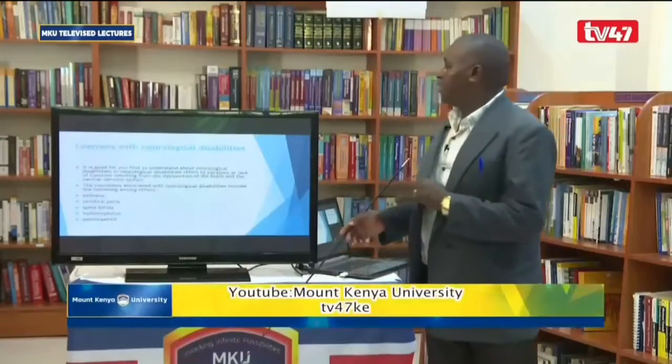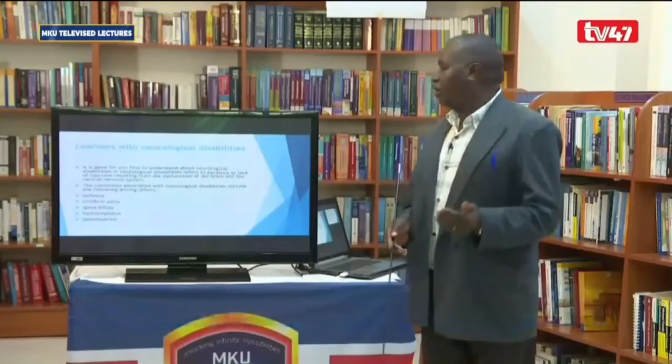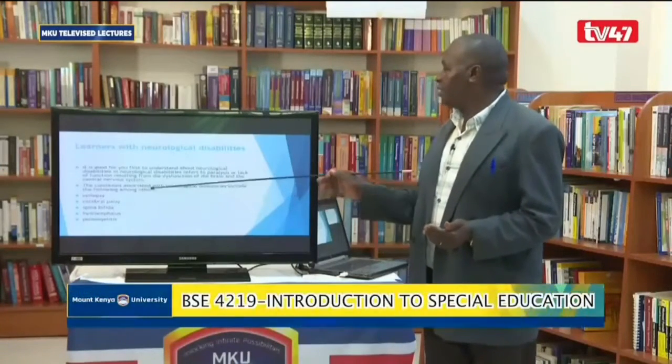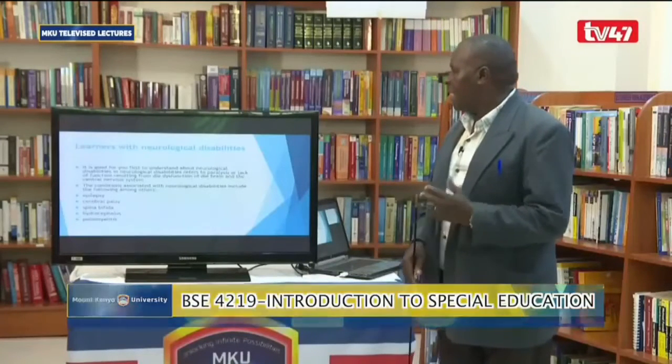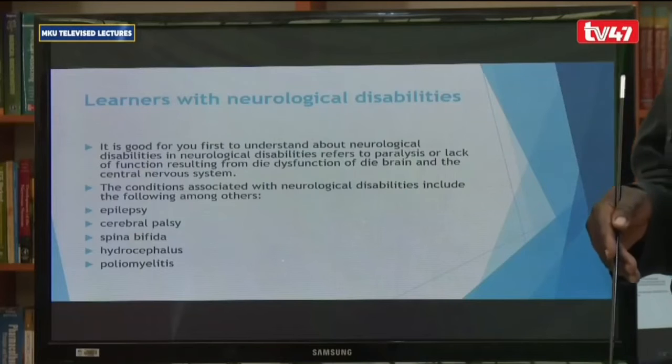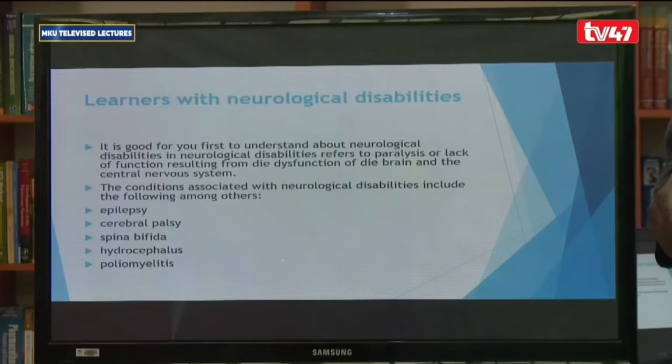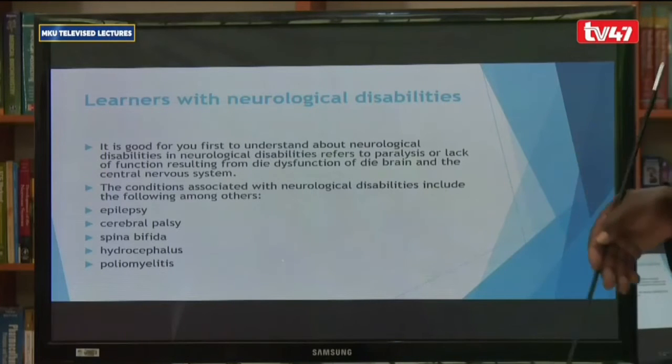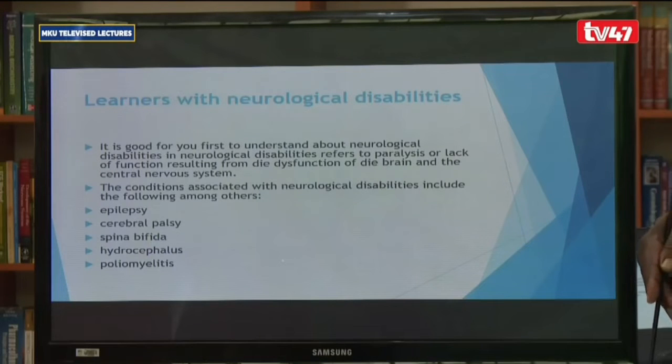The other condition or category of learners with physical disabilities is neurological disabilities. When you talk of neurological disabilities, this includes the functioning of the central nervous system. It is good for us first to understand that neurological disabilities refer to paralysis or lack of function, dysfunction of the brain. It means the brain and the central nervous system have a dysfunction. It's not fully functioning as it is supposed to.